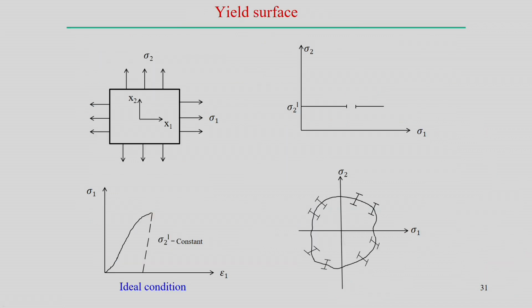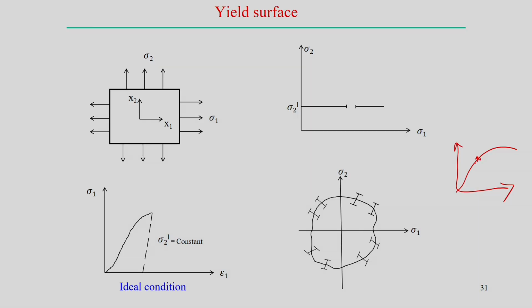Now, before that, how can we define the yield surface of a particular material? It is well defined that the yield point is found by uniaxial tensile testing, which means the material is subjected to only one directional load or stress. Based on that we can define the yield point. But in practice, the material is not subjected to uniaxial loading. In most cases it is a multiaxial loading condition.